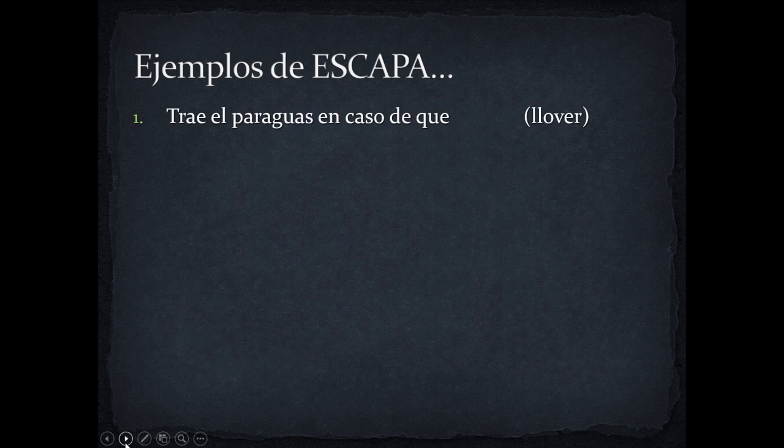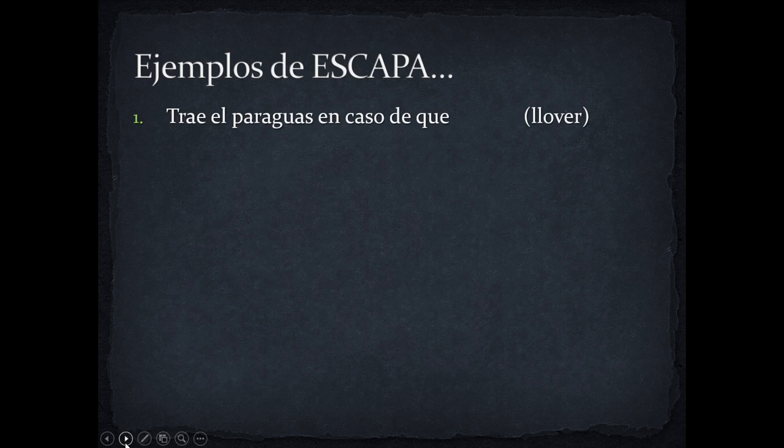So, trae el paraguas en caso de que. ¿Qué estamos diciendo? What are we saying? Bueno, trae es el mandato, command, bring. So trae el paraguas. Paraguas significa umbrella. Bring the umbrella in case that, etc. Y el verbo llover significa to rain.